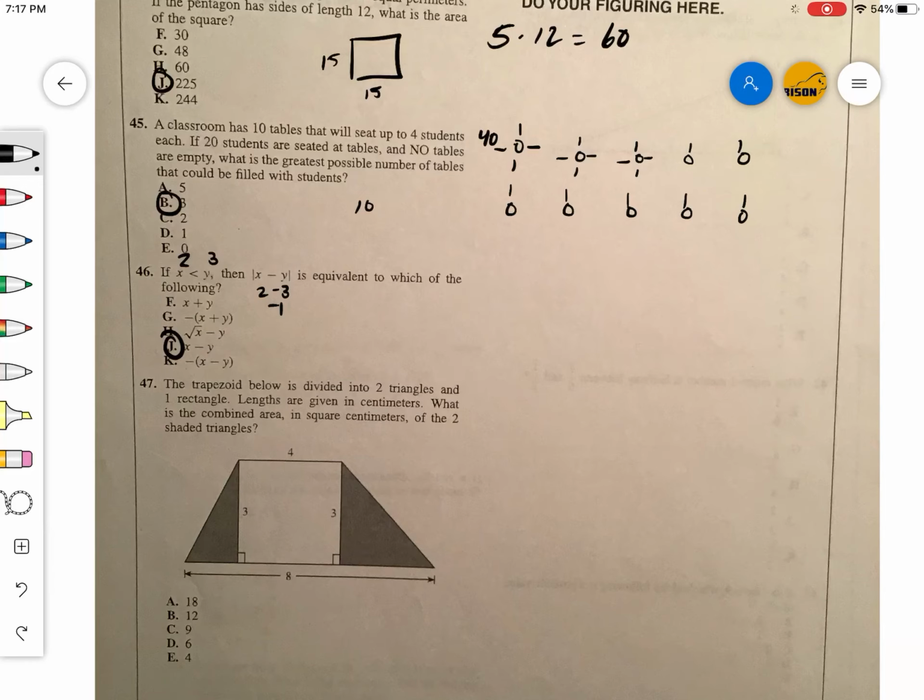And this is a clear case of us just picking some random numbers and putting them in and seeing which ones are matching up.